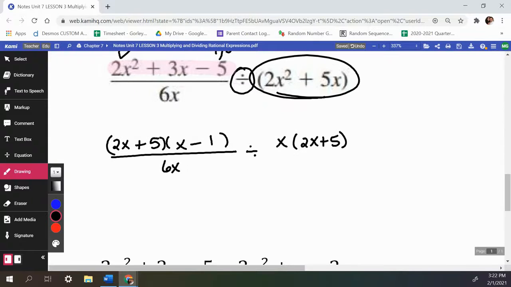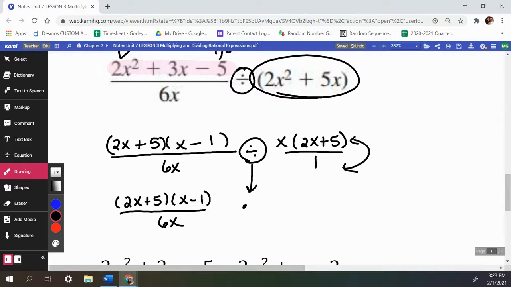All right, now let's do our multiply by the reciprocal. We'll get 2x plus 5 times x minus 1 over 6x. Right, we're changing the sign and flipping the second fraction. So really, if I think about flipping this, we're going to get 1 over x times 2x plus 5. Now that it's multiplication, we can cancel one common factor from the top with its common factor from the bottom. Okay, so the 2x plus 5s will cancel, and that's it. You cannot cancel these x's because they're both in the bottom. Okay, you need one from the top with one from the bottom. So I think that's really it.